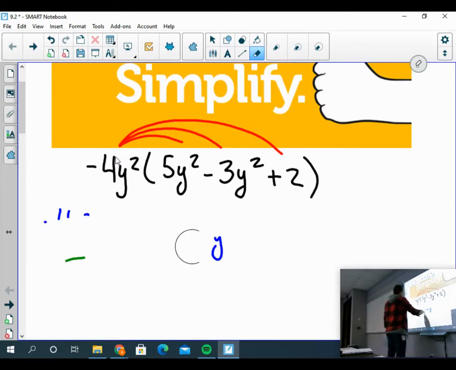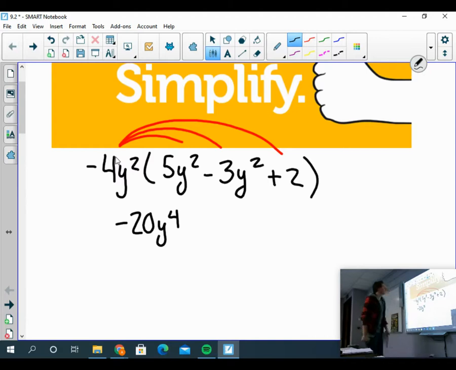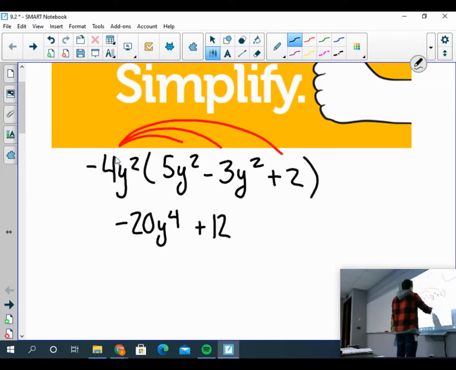So when we multiply together negative 4y squared times 5y squared, we end up with negative 20y to the fourth. And we're going to do this for the next two terms as well. Negative 4y squared times negative 3y squared. Well, negative 4 times negative 3 is positive 12. And again, y squared times y squared would be y to the fourth.